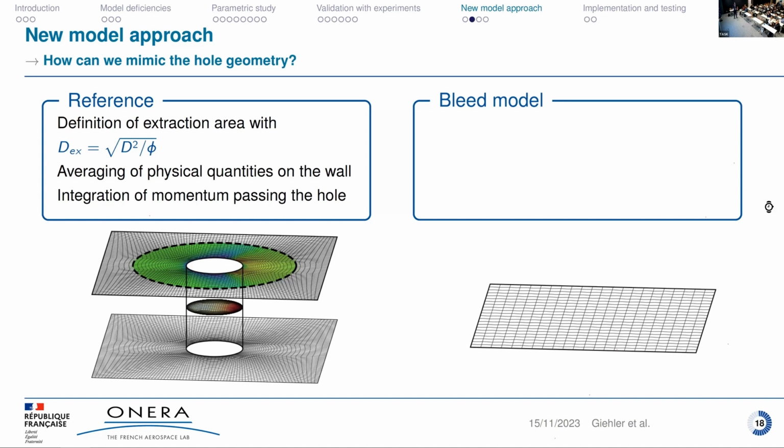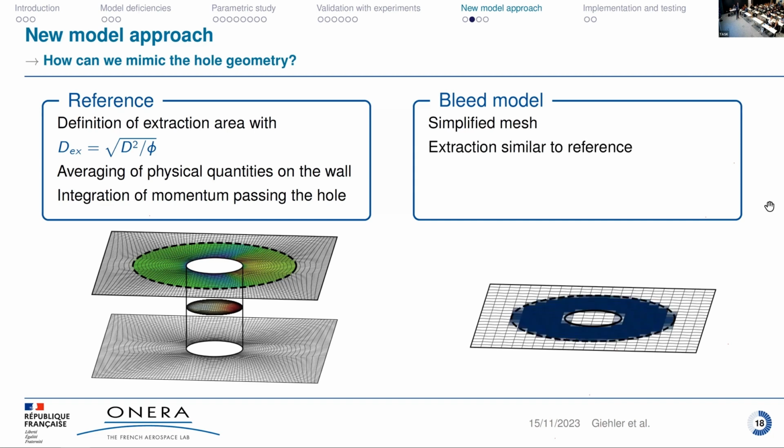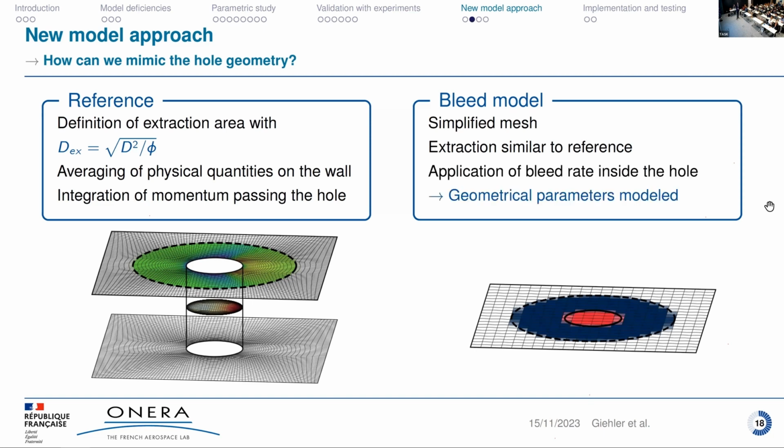In the bleed model, we just want to have a very simplified mesh that everyone can apply. And the idea was here that I use the same approach of extracting the wall quantities only around the holes. Then I find my magic function and I apply the bleed rate just in the center, where the hole would be placed. And so I can model my geometrical parameters without, find a very good regression, I would say.